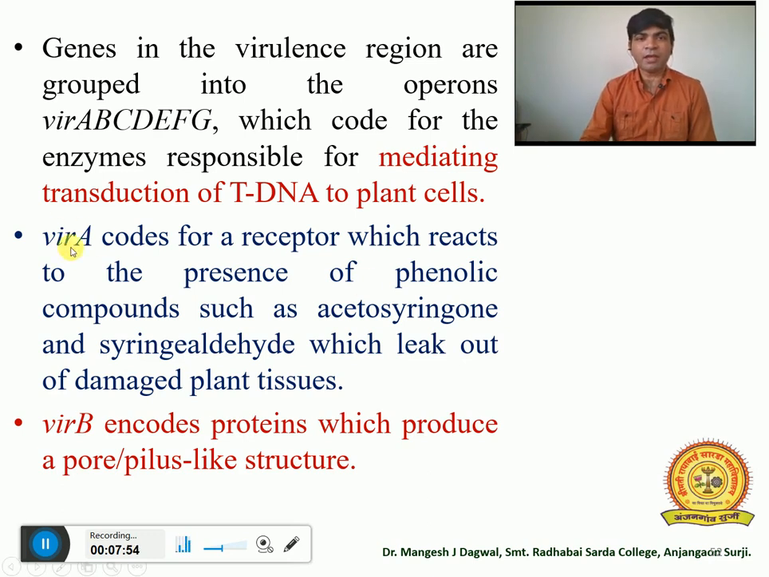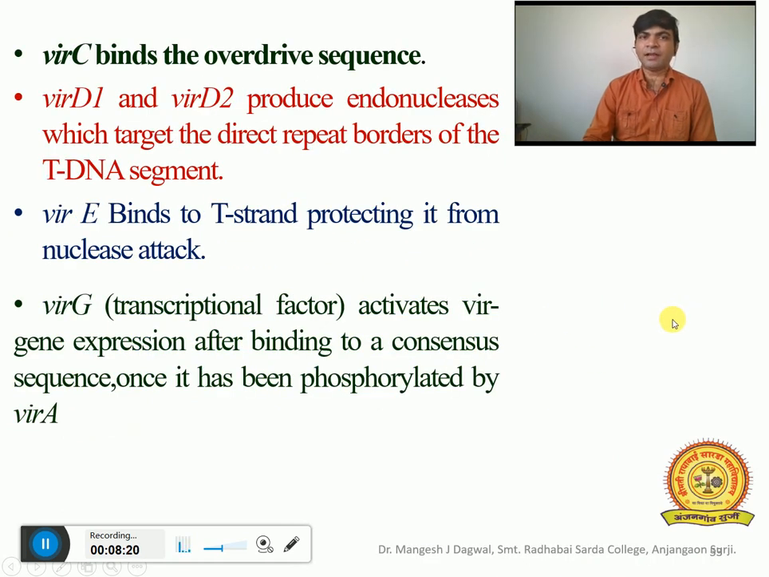Now here in this VIR region, VirA codes for the receptor which reacts to the presence of phenolic compounds, such as acetosyringone and aldehyde, which leak out of the damaged plant tissue. VirB region encodes the proteins which produce a pore or pilus-like structure. VirC binds to the overdrive-derived sequence, and VirD1 and VirD2 produce the endonucleases which target the direct repeat borders of the T-DNA segments.